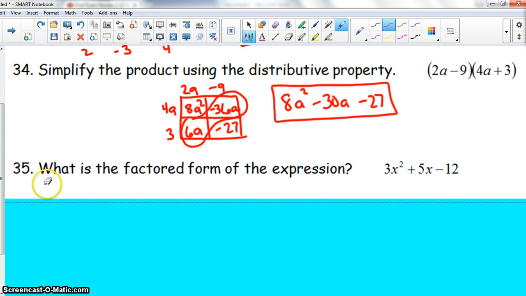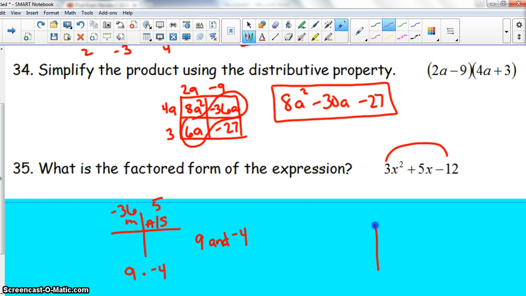Then number 35 says, what is the factored form of the expression? Well, this is where you have a trinomial and you have to check for a greatest common factor first, and other than 1, there's not one. So then you go to your multiply and add or subtract table. They have to multiply to negative 36 and add or subtract to positive 5. And so the numbers that do that are 9 times negative 4 gives you negative 36, and 9 plus negative 4 gives you 5. So your numbers are 9 and negative 4.